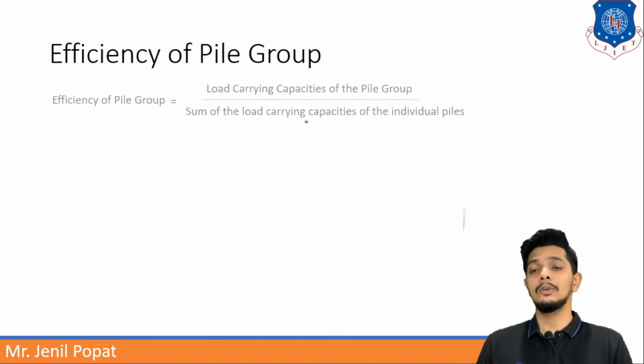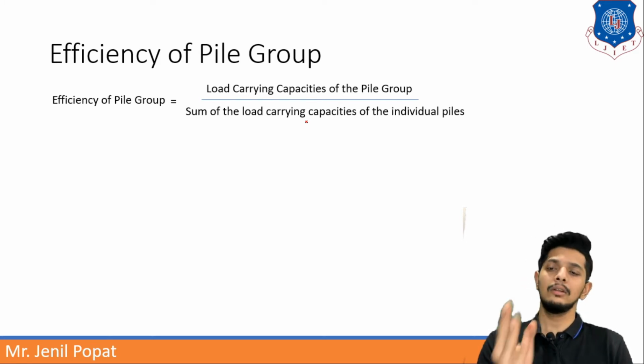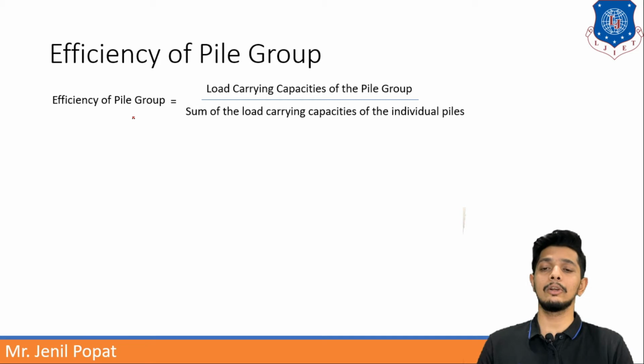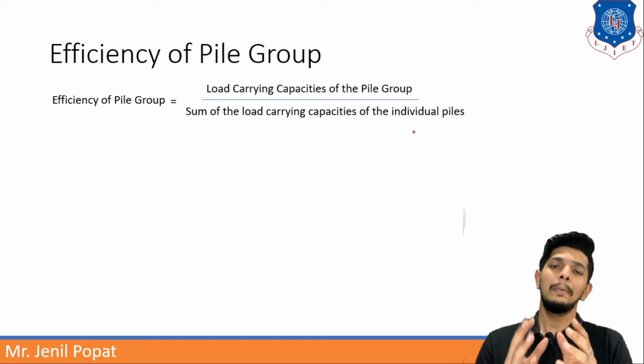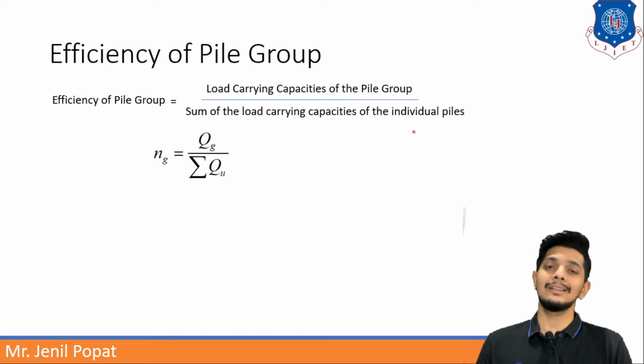Moving forward to efficiency of pile group. Now, how to measure efficiency? There is a very simple calculation. We can write: efficiency of pile group is equal to the load carrying capacity of the pile group upon the sum of load carrying capacities of the individual piles. So, basically, efficiency can be derived from the capacity of the group divided by the capacity of the single ones. The formula is: eta g is equal to Qg upon sigma Qu.